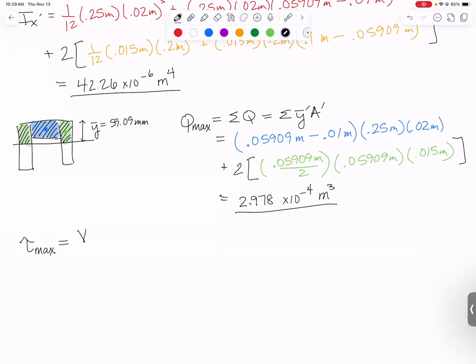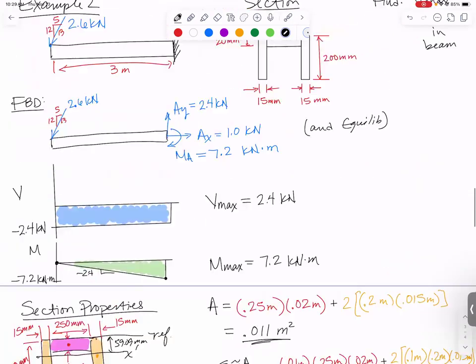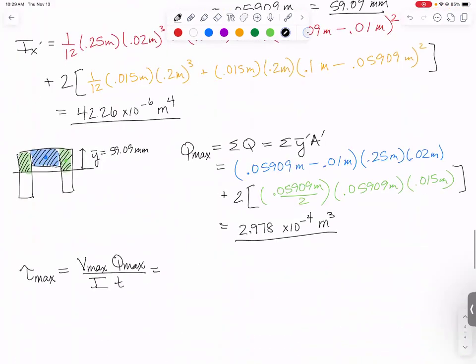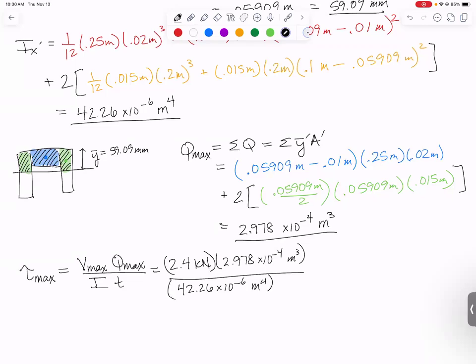Max shear stress will be V max times Q max over moment of inertia times thickness. What was our V max? V max had a magnitude of 2.4 kilonewtons. Q max was 2.978 times 10 to the minus 4th meters cubed. Moment of inertia was 42.26 times 10 to the minus 6th meters to the 4th. And thickness, this is the thickness that we cut through when we drew our line. So thickness is going to be one green plus another green. The green ones were 15 millimeters thick.